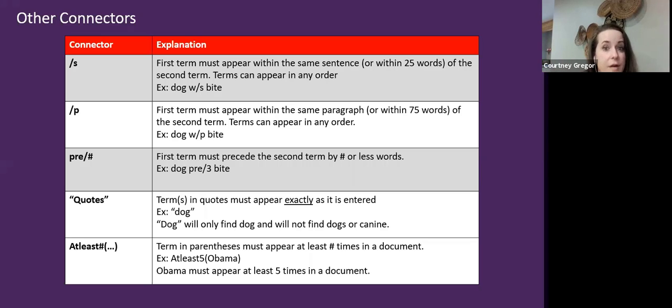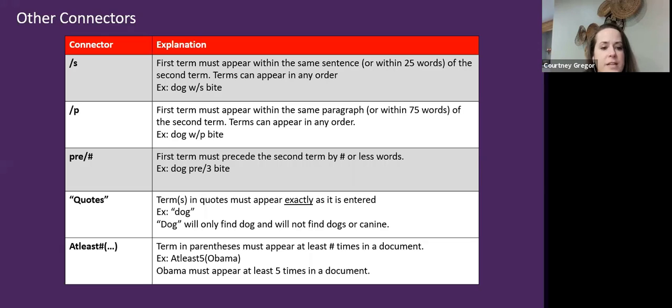You do have to be careful because it's going to look for those exact letters that appear within the quote. So it's not going to automatically add any plurals or any possessives or anything like that. You're just strictly getting what's within those quotation marks. So again, just be careful.